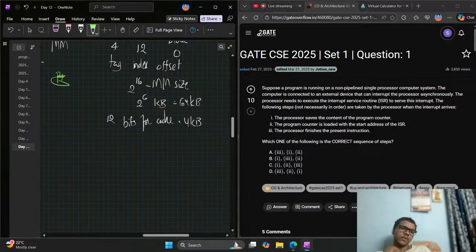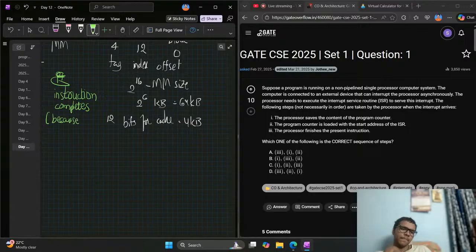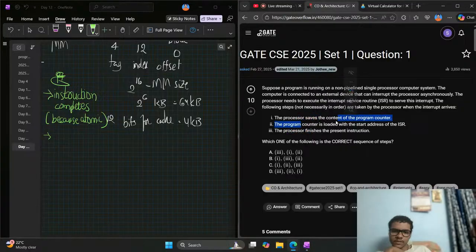Okay, it is not a process. It is an instruction. Instruction complete, because atomic. Don't confuse it with preemptive or non-preemptive scheduling. That is different. We are dealing with jobs over there, but here we are dealing with instructions. So it finishes and saves, and ISR. All right.